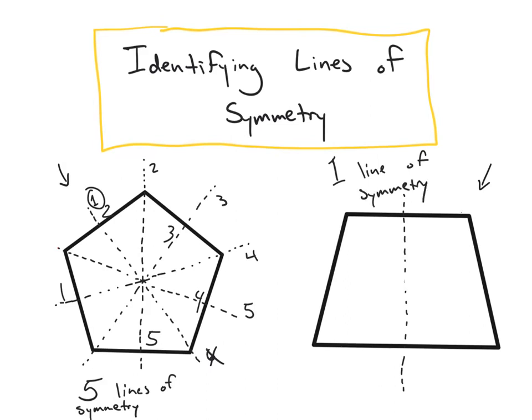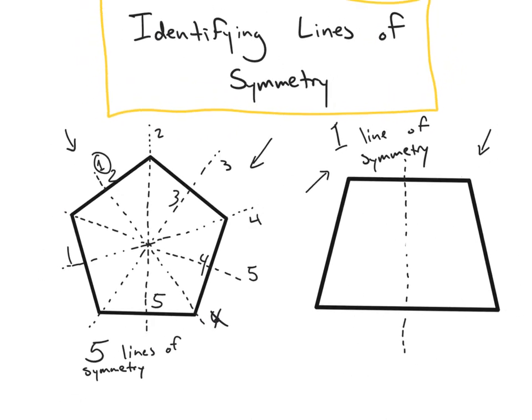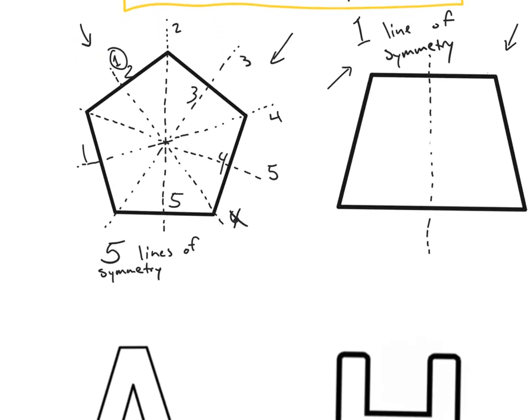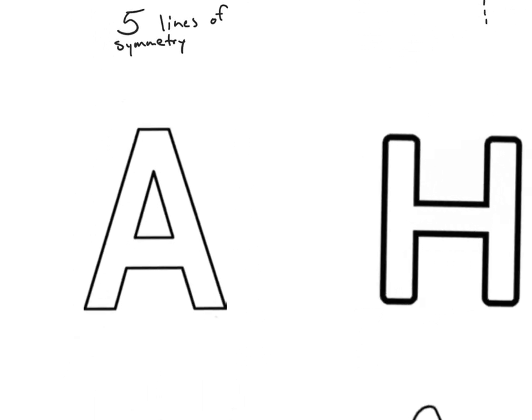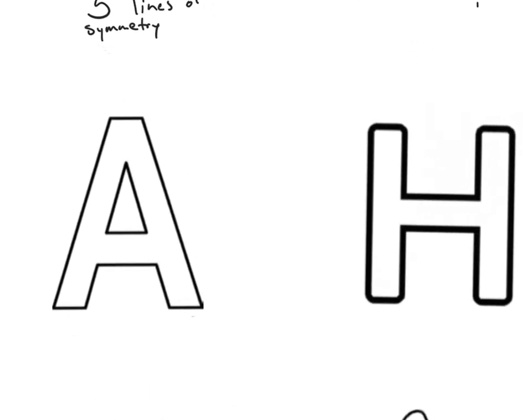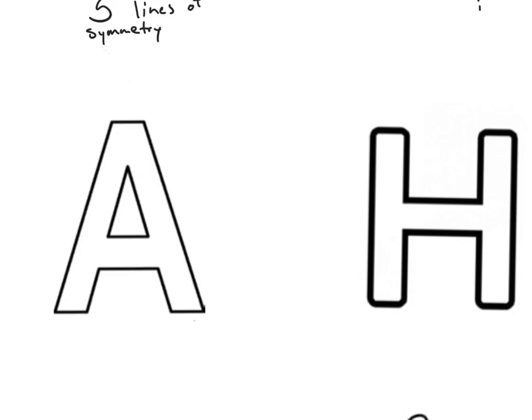So there's a couple examples of drawing some different lines of symmetry on different shapes. It's important to know that sometimes shapes are going to have more than one, like our pentagon here, and sometimes they just have one, like our trapezoid here. Some shapes have no lines of symmetry, so it's important to keep a lookout for them all. But these lines of symmetry aren't just limited to geometrical shapes. We also see lines of symmetry in letters. We have a couple letters here, A and H.